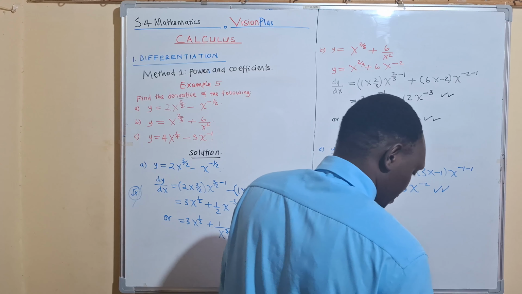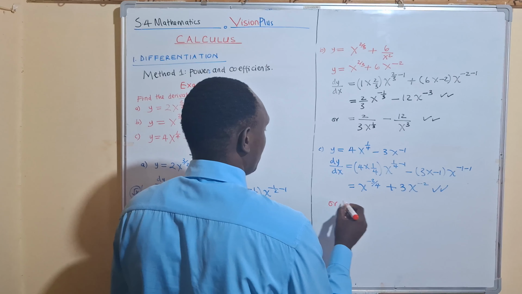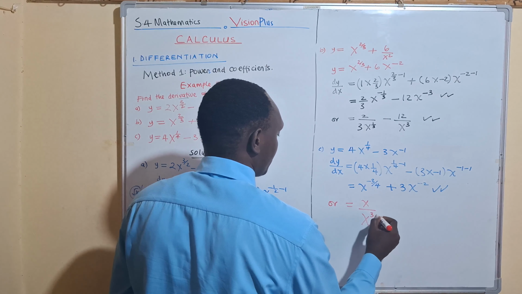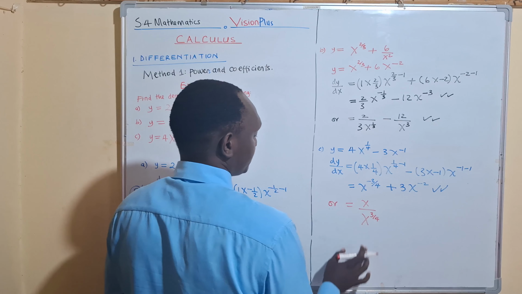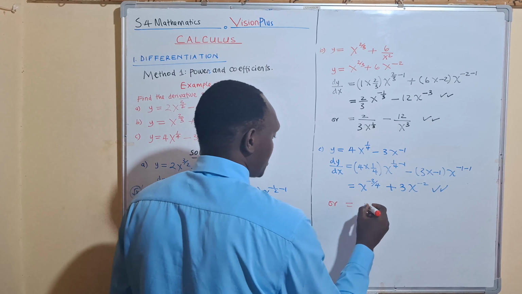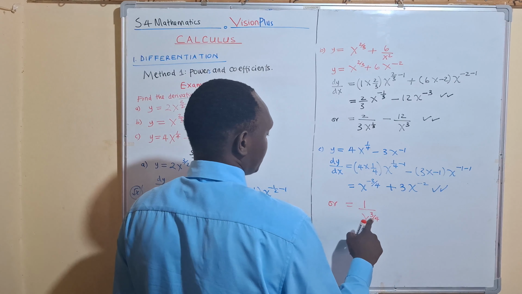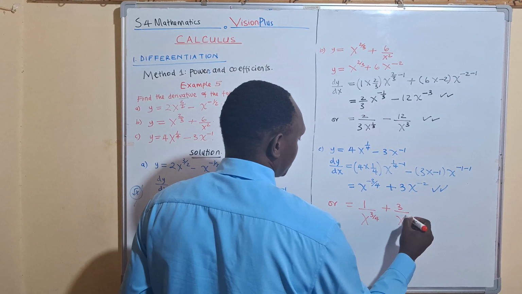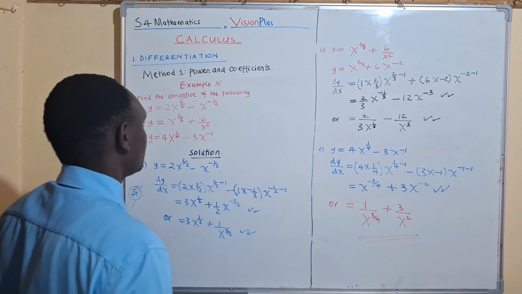But in case you want an alternative form of the answer, which is optional, make the power positive. It becomes 1 over x power positive 3 out of 4 plus 3 out of x squared. So this is the solution to example 5.